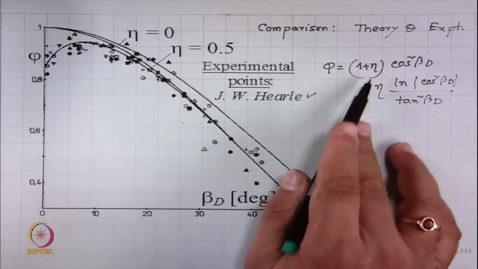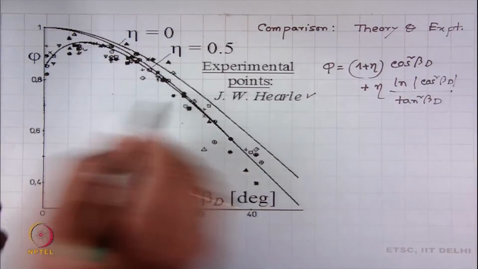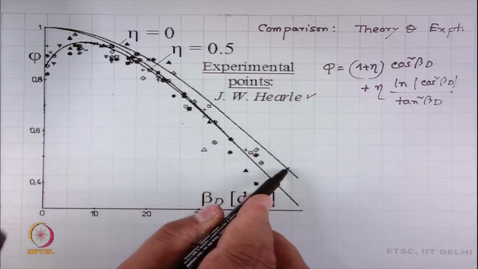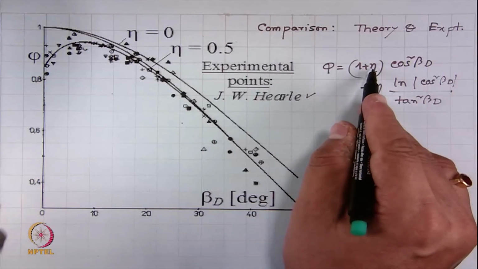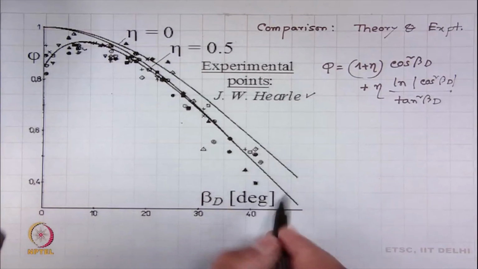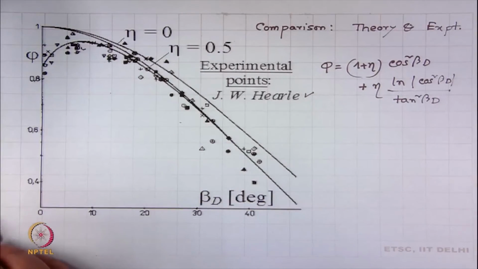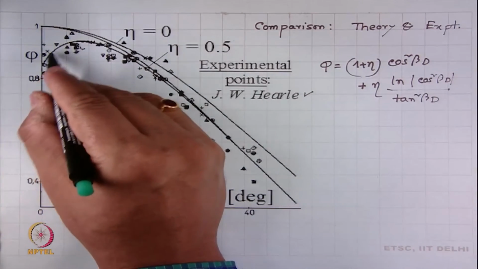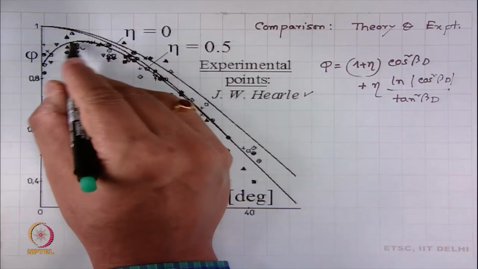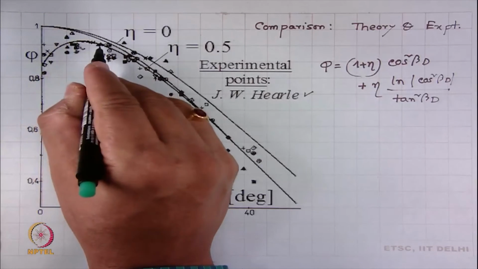If we put eta is equal to 0 here, then we obtain the first curve, this curve. When eta is equal to 0.5 here, for different angles of beta d, we obtain the next curve. And this curve is something different, which is the result of another theory where crimp variability was considered.